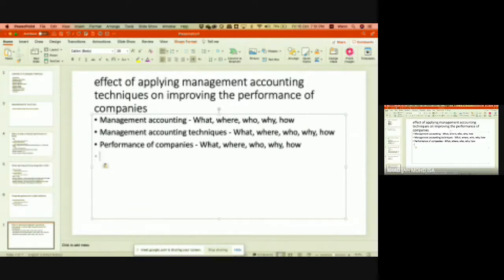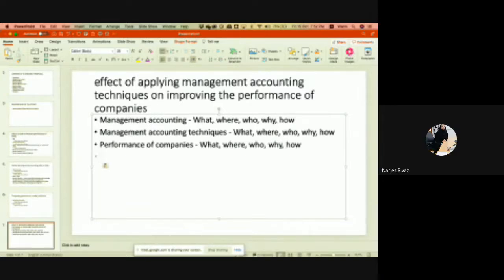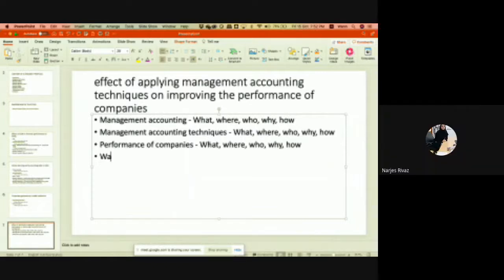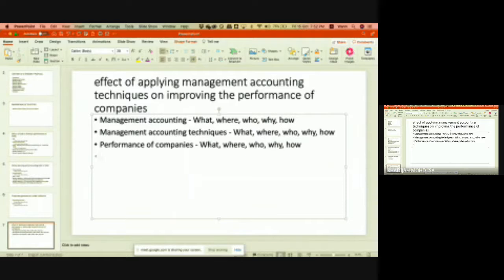What do you mean by performance of companies? What is performance of companies? What are the measures of performance for companies? Why do companies use performance measurement? Why do you need to know the performance, for example, and how? All these things must be elaborated in your background. Then only you relate what the problem is. What is your research problem?